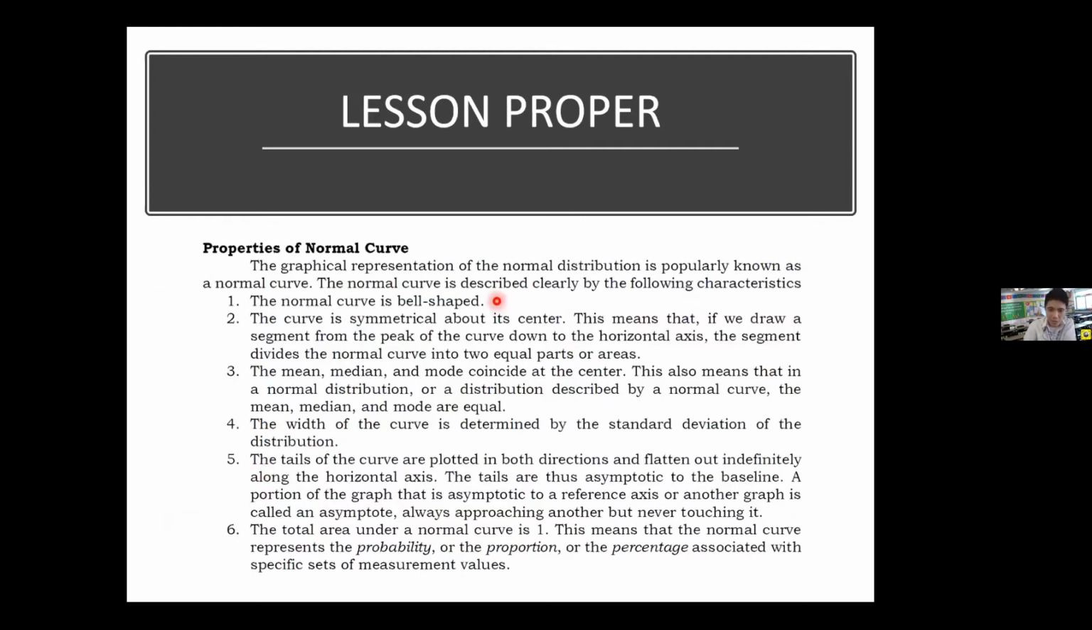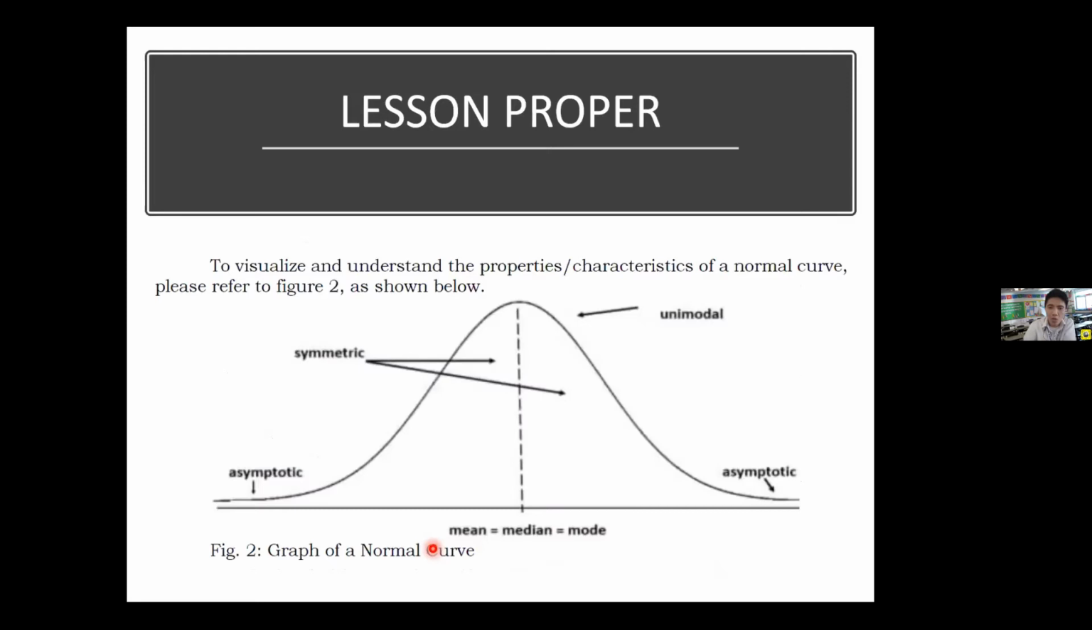Next is the total area under a normal curve is 1. This means that the normal curve represents a probability or the proportion or the percentage associated with the specific sets of measurement values. So pag kuhaon daw ang area ani, infinitely using calculus ang magamit, ang area ana is 1. So this is itsura sa normal curve.